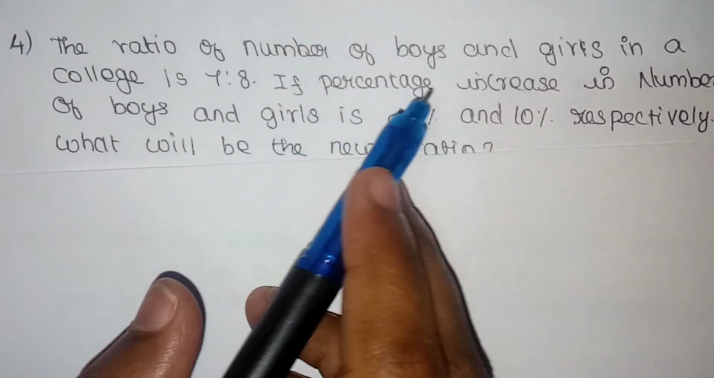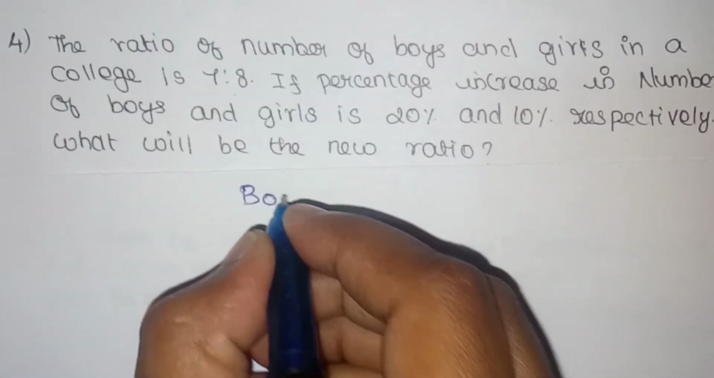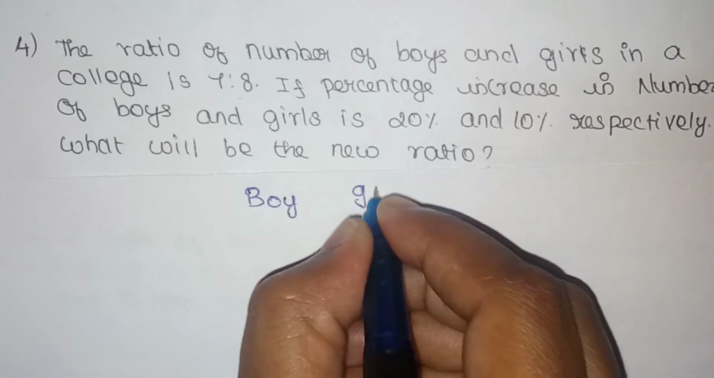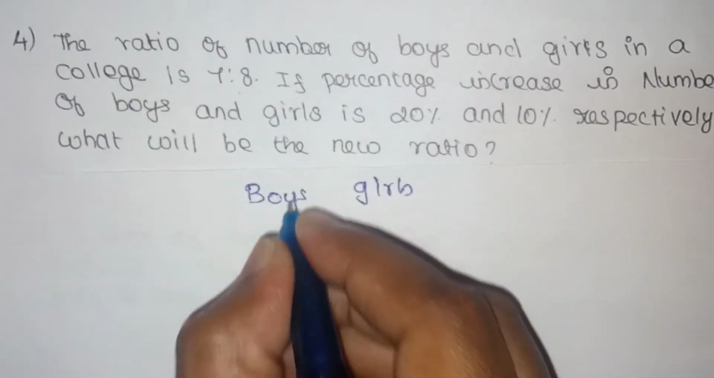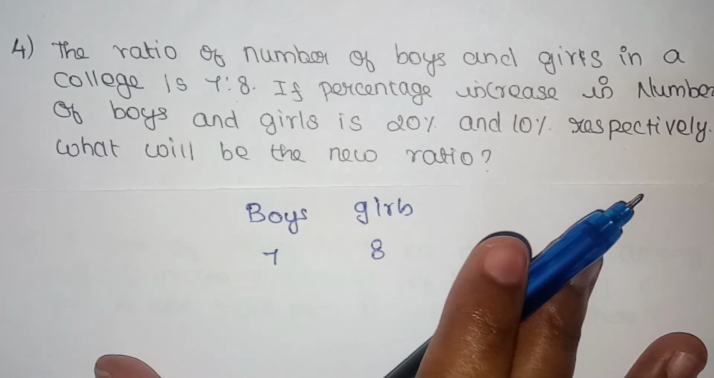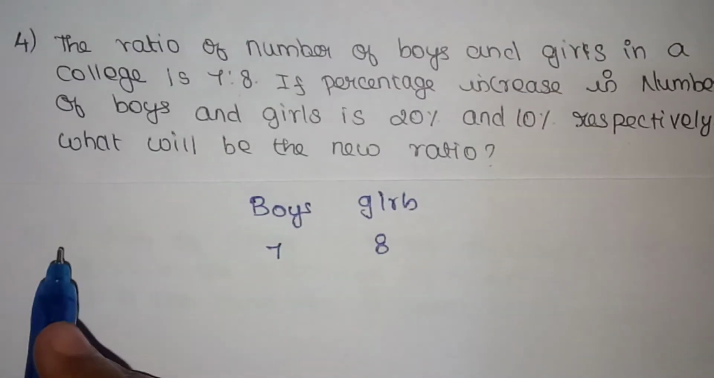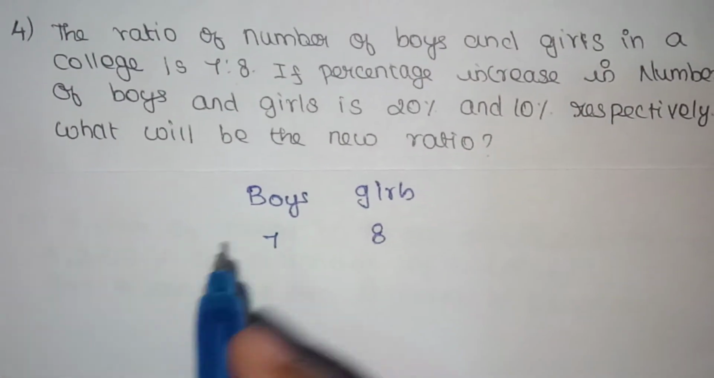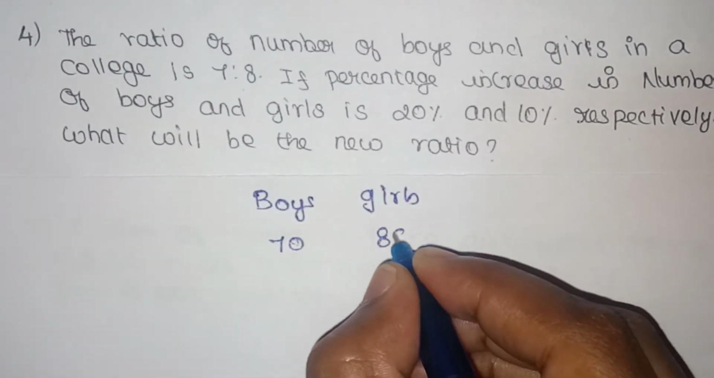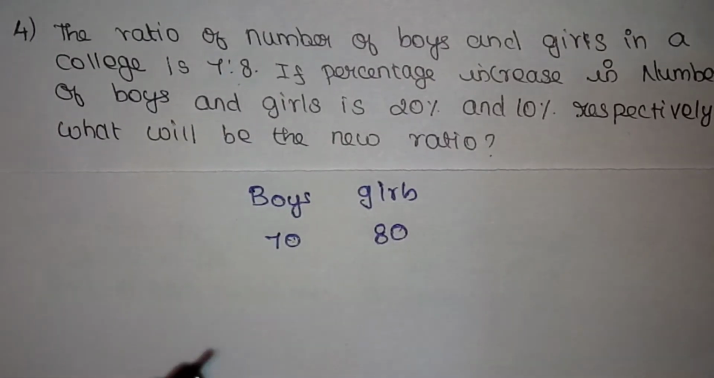The ratio of the number of boys and girls in a class is 7 is to 8. Boys, girls, so ratio 7, 8. If the percentage increase in the number of boys and girls is 20% and 10% respectively, what will be the new ratio? Here, let us assume the boy count as 70 and the girl count as 80. So the ratio of 70 to 80 will be 7:8.